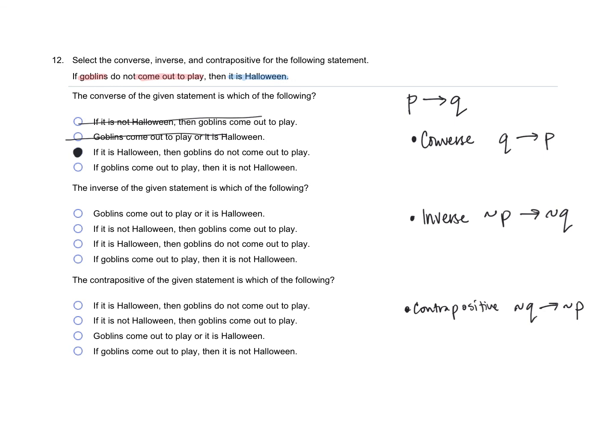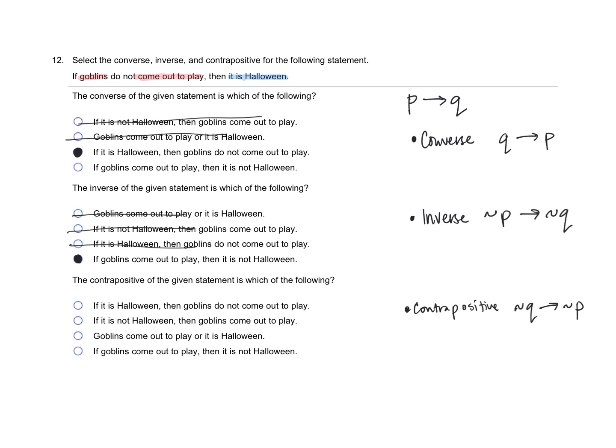All right, the next part is finding the inverse. So we want to keep the order the same, but we want to negate each part. So originally we have do not for the red part. So now we want to say if goblins come out to play. So if goblins come out to play, well, it looks like it's only the last one. Then it is not Halloween. So that would make sense, the last one.